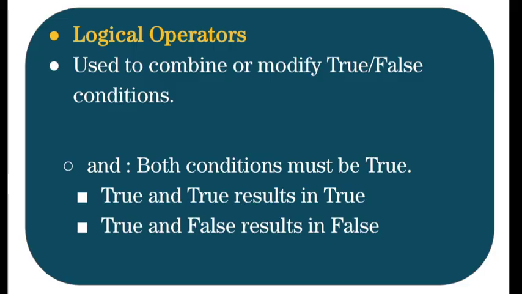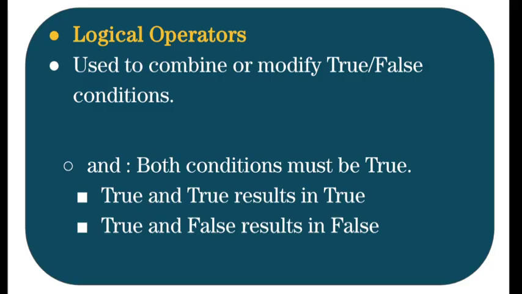For example, 5 is greater than 3 and 2 is less than 1. The first part, 5 is greater than 3, the answer is true. The second part, is 2 less than 1? It means 2 is greater than 1, so here the answer is false. So the comparison operators result in true and false.